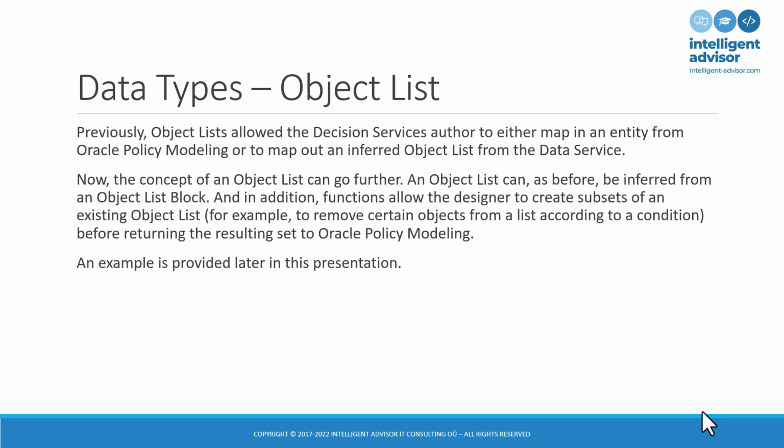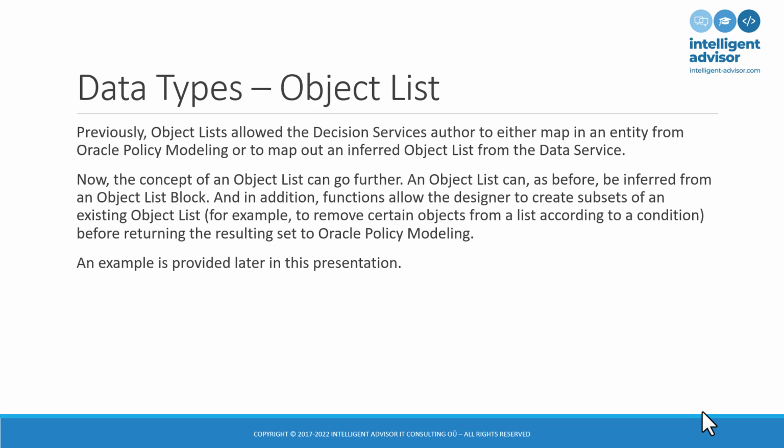So our first area for discussion is data types. Already in previous versions, we were familiar with the concept of an object list, which we sometimes refer to as a similar thing to an entity with some instances in it. Previously, those object lists meant that the author of a decision service could either map it in from an entity in Oracle Policy Modeling, or map it out to create an inferred entity coming out of the data service. Now the concept of an object list can go further.